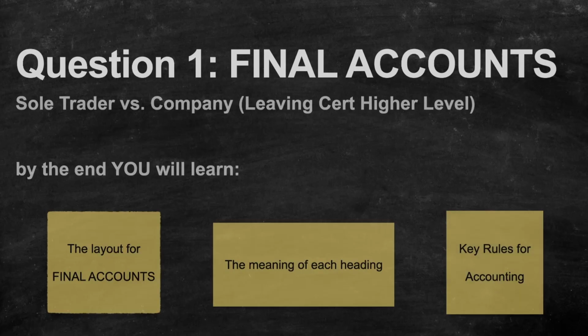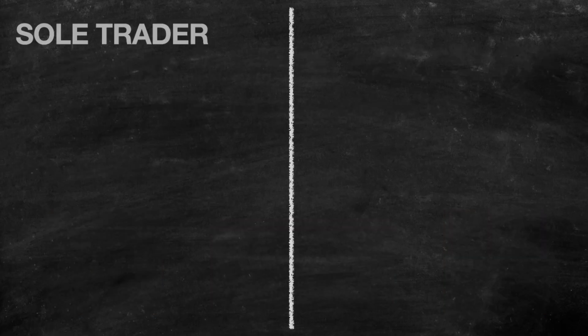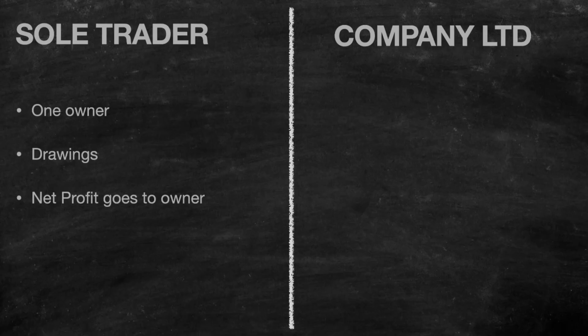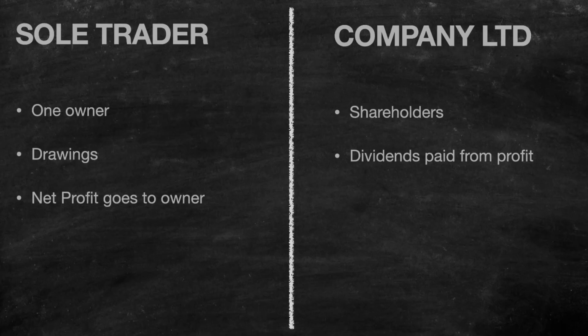In the Leaving Cert, question 1 is always a final account, and you only really need to focus on two main types. The first is the sole trader. This is a business owned by only one person, so you'll see more drawings, which is the owner taking money out, and capital transactions. The net profit at the end belongs entirely to the owner. Then there are company accounts. Those are businesses owned by shareholders, so instead of drawings, you'll see dividends being paid out from the profit.